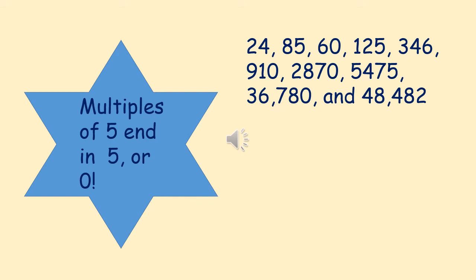Well, let's look at these numbers in blue. Let's read them together. 24, 85, 60, 125, 346, 910, 2,870, 5,475, 36,780 and 48,482. Now, Year 2, can you tell me which of these are multiples of 5?